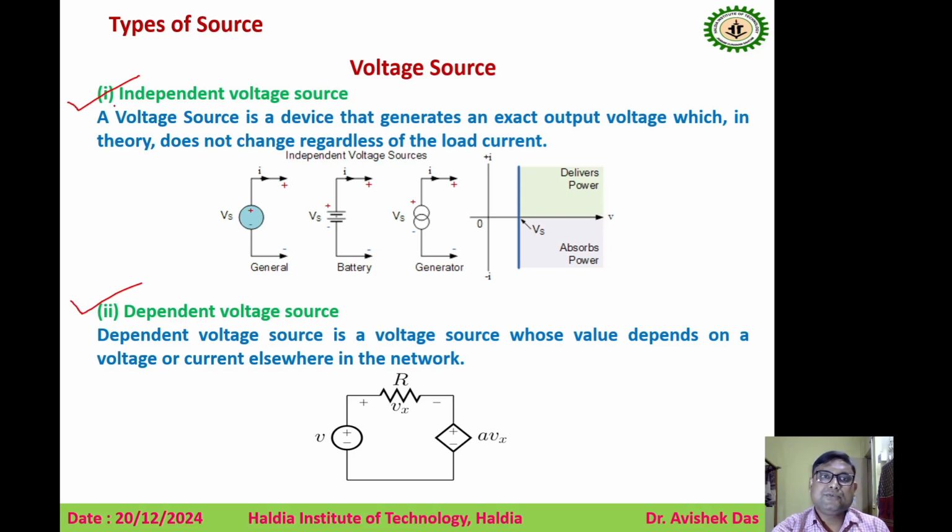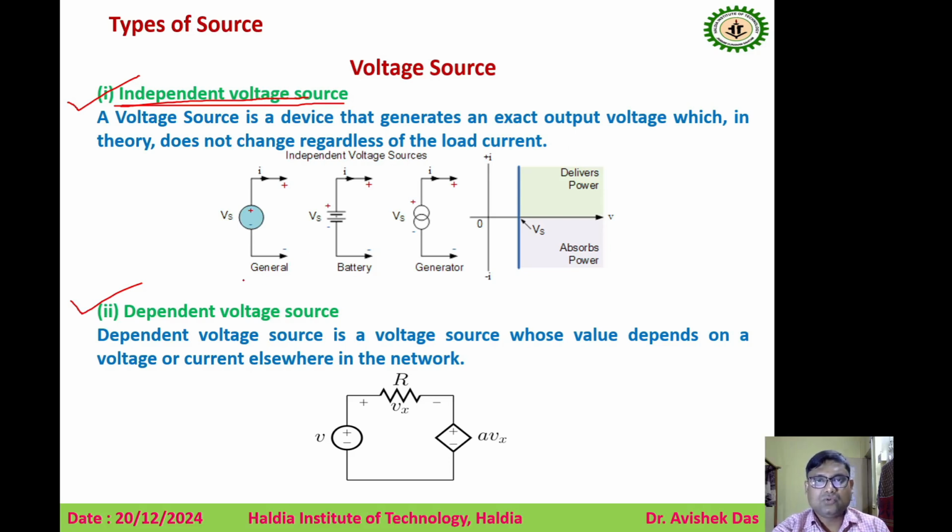From the name you can understand, independent voltage source means one which can generate the voltage independently. It does not require any help from any other component. That is why it is called the independent voltage source, right? Here it is written, a voltage source is a device that generates an exact output voltage which in theory does not change regardless of the load current, known as the independent voltage source.